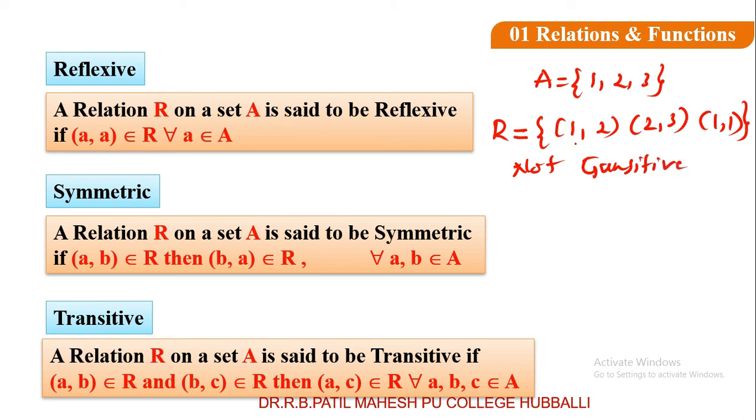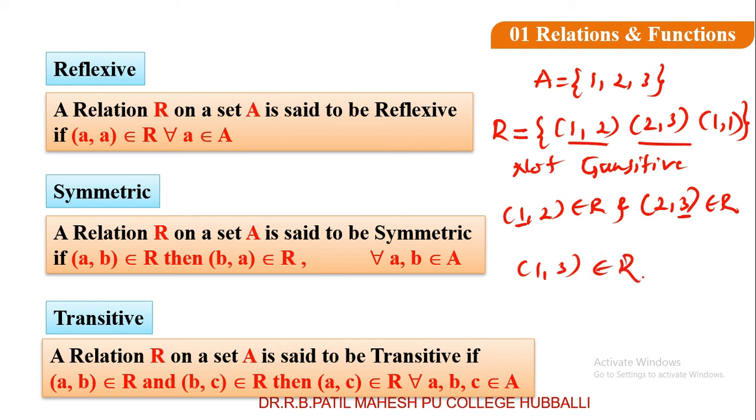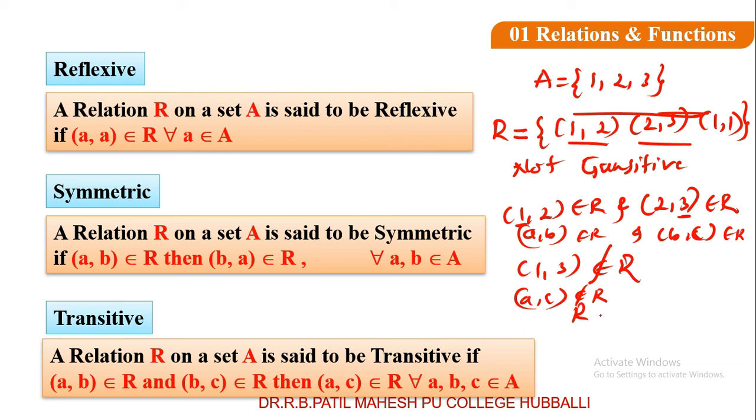You can observe the two ordered pairs. (1, 2) belongs to R and (2, 3) belongs to R. Dear students, what we have to check? Does (1, 3) belong to R or not? Is (1, 3) there in the relation or not? You can check the relation R. (1, 3) does not belong to R. It means (a, b) belongs to R and (b, c) belongs to R, but we don't have (a, c). So (a, c) does not belong to R. Therefore, the relation is not a transitive relation.